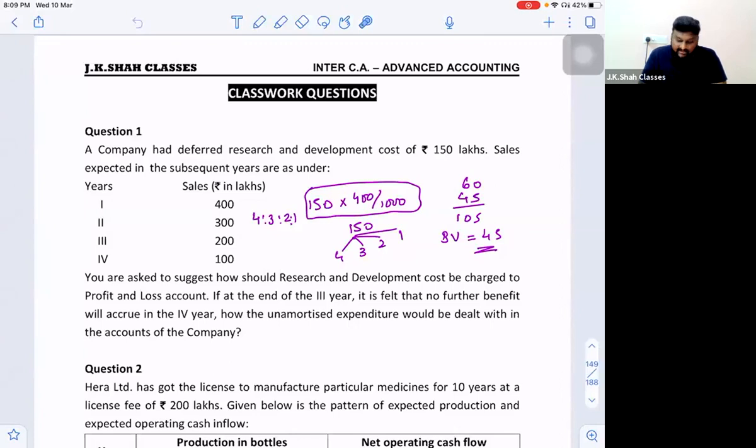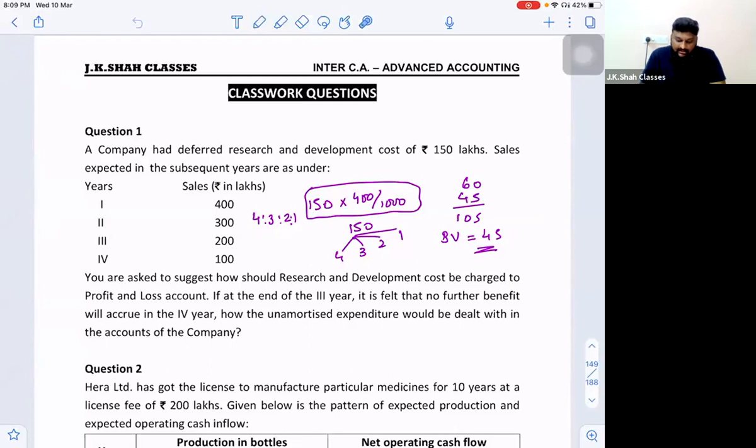Correct? What they are asking: you are asked to suggest how the research and development costs would be charged to the P&L account. Means how to do the amortization is what they are asking. Sir, since the pattern of economic benefit is available, I will amortize using the same benefits, simply in the ratio of 4:3:2:1.